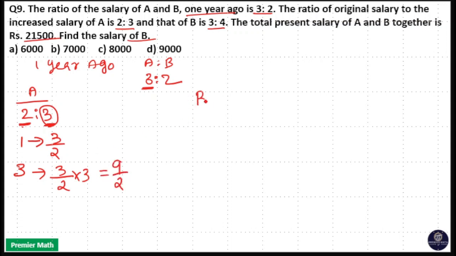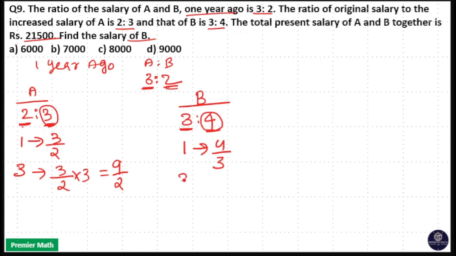Same way we have to calculate it for B as well. So original salary to increased salary is 3:4 ratio for B. That is 3 becomes 4. So 1 year ago the salary of B was 3 unit. Presently the salary of B is 4 unit. But here it is showing 1 year ago salary of B was 2 unit. So we have to calculate present salary of B with respect to 2 unit. So if it is 3, it will become 4. If it is 1, it will become 4/3 unit.